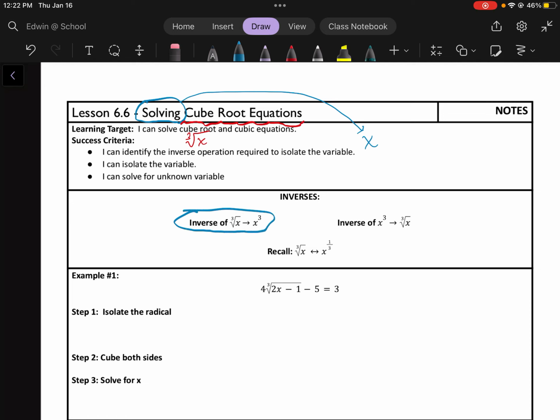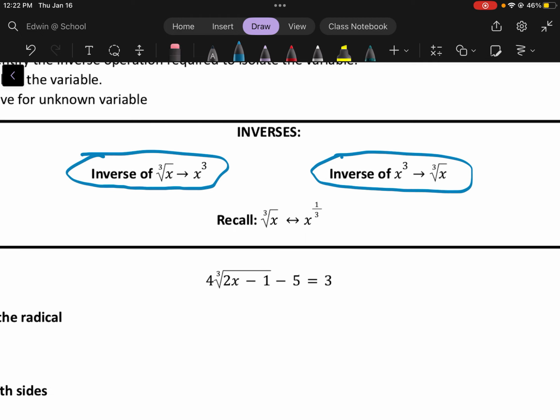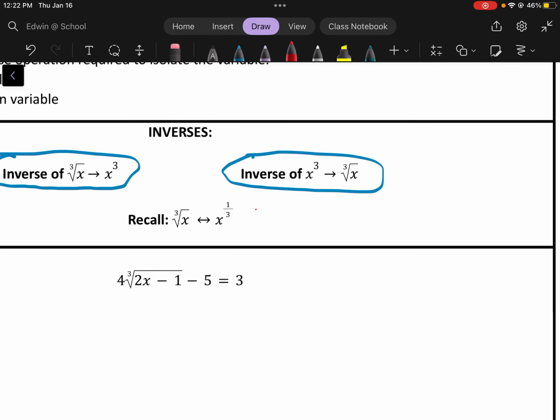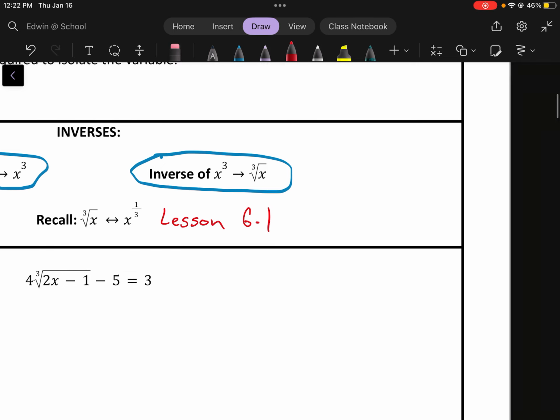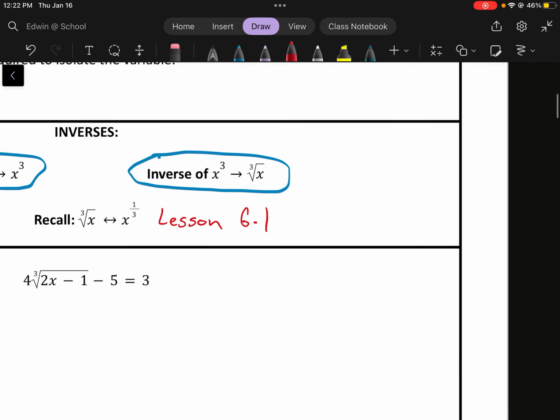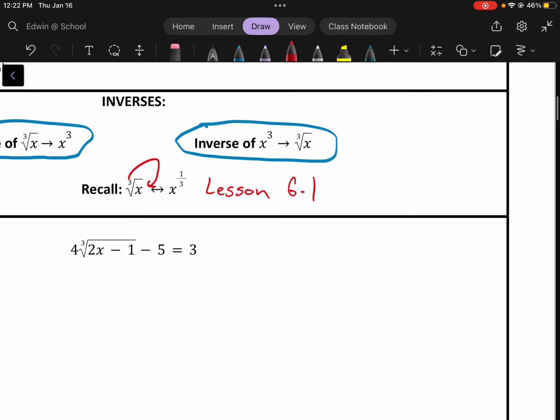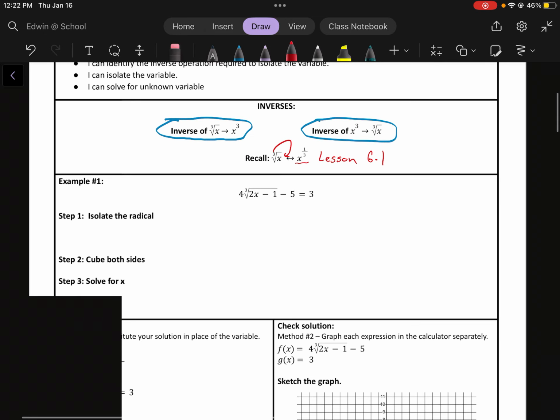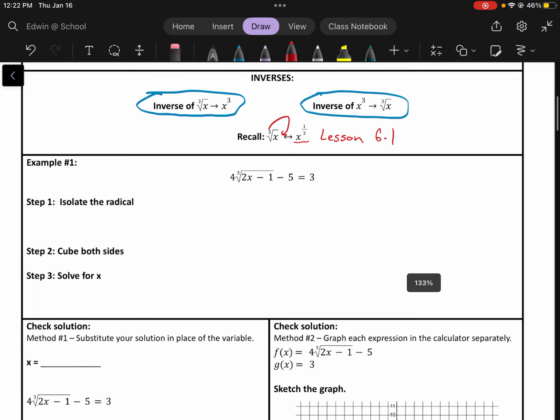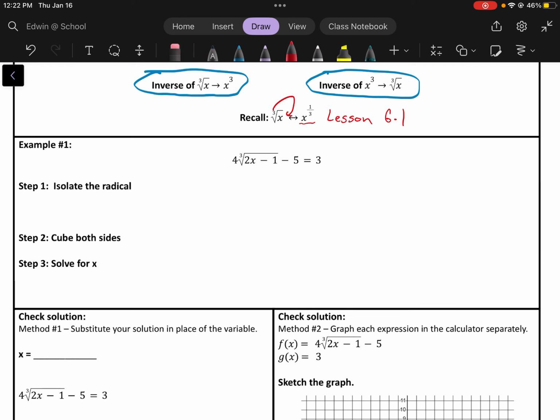As a reminder, we have inverses. The inverse of the cube root is going to be x cubed, and vice versa. The inverse of the cube is going to be cube root. And finally, remember that in lesson 6.1, we said that we can rewrite radicals as a fraction. Hopefully if you remember, we would get that little number on the outside and we would put it as the denominator, which is what we have here. But anyways, let's check out example 1. These things are much better learned with examples, so let's check it out.